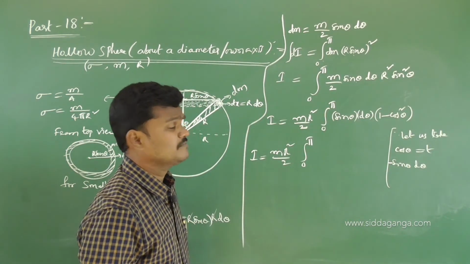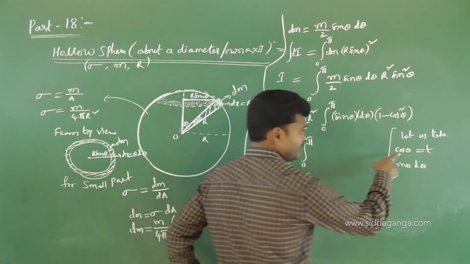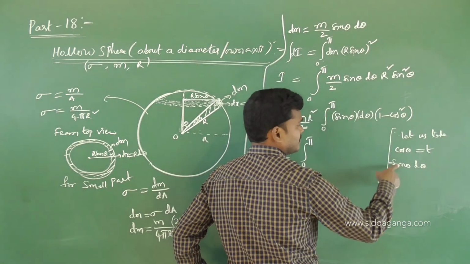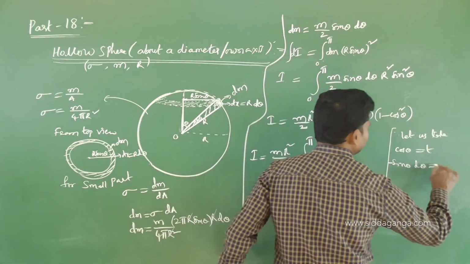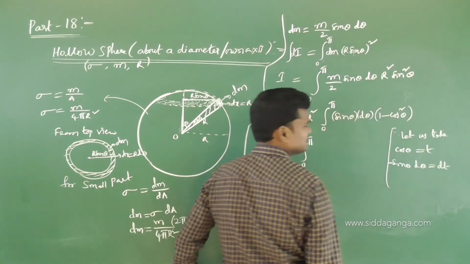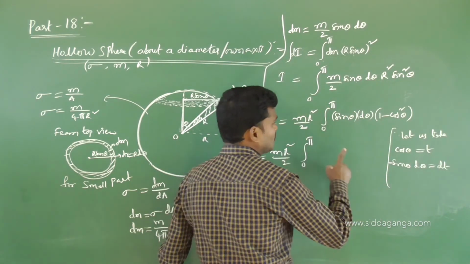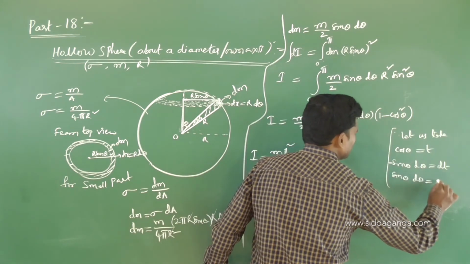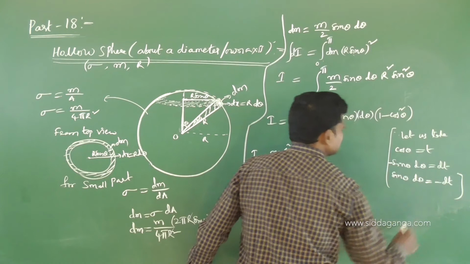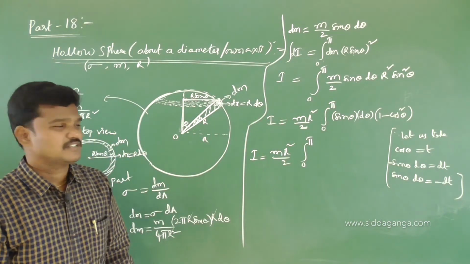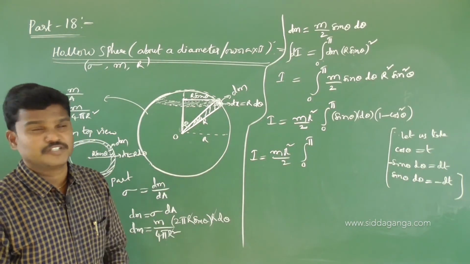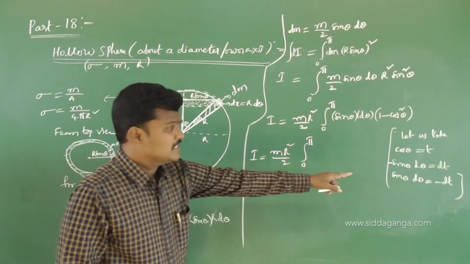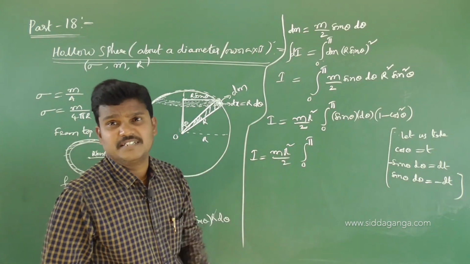Apply derivative on both sides. The derivative of cos theta is minus sin theta d theta, and the derivative of t is dt. Now sin theta d theta is equal to minus dt. Got it? Somewhat complicated for first PUC students, but there is no problem for second PUC students; they know this well. So sin theta d theta is equal to minus dt.